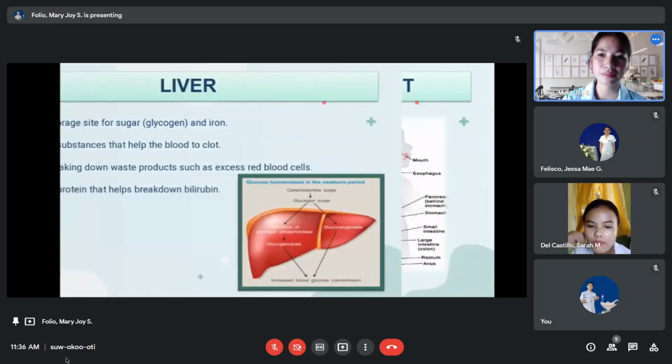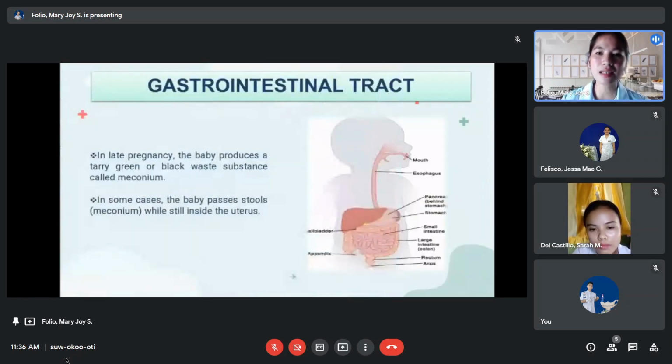Then, next is the gastrointestinal tract. So in late pregnancy, the baby produces a tarry green or black waste substance called meconium. So we are all familiar with that. And in some cases, the baby passes stools or meconium while it is still inside the uterus. So meconium is the early stool passed by a newborn soon after birth.